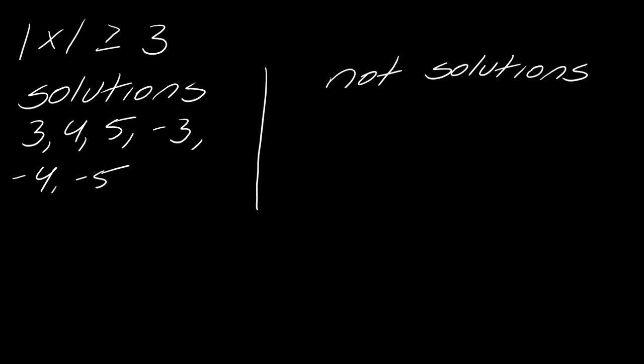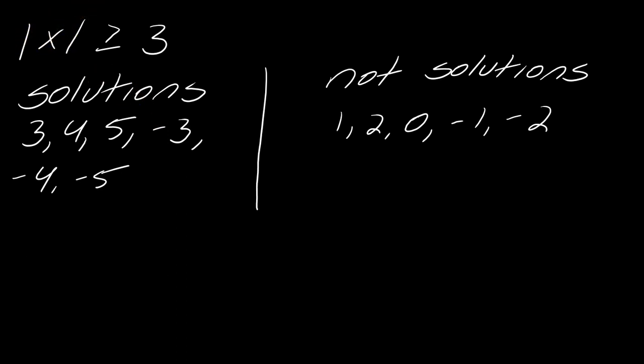And then things that are not solutions, well, of course, 1 and 2 and 0, and also -1 and -2 would not work. So there's like this little set of things that are not solutions. But I think the thing that's kind of weird about this is when we think about greater than, we wouldn't think that the negative numbers would necessarily work. And again, it's because we're using this absolute value.